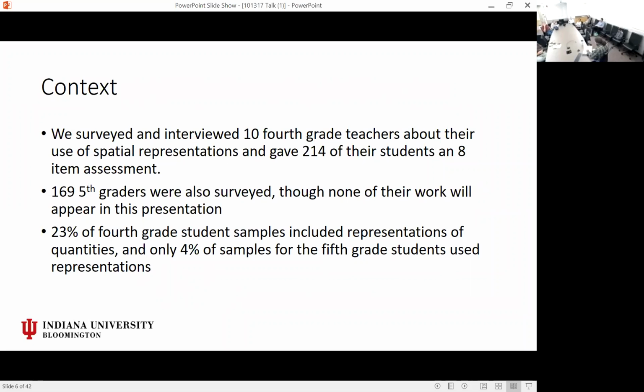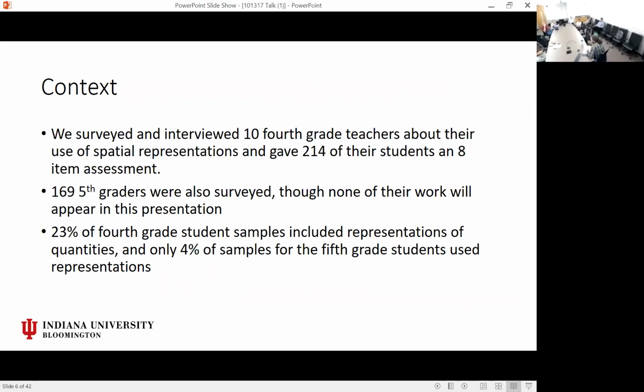Context. So we surveyed 10 teachers and their students. They were chosen as a representative sample of urban, suburban, and rural areas of Indiana. Students answered questions that included representations. The student answers that included representations are the main data source for this project, but I'm also going to bring in some interview data. The interviews were conducted at the teacher participant schools a few months after the surveys were collected. This allowed us to ask questions inspired by their students' responses.